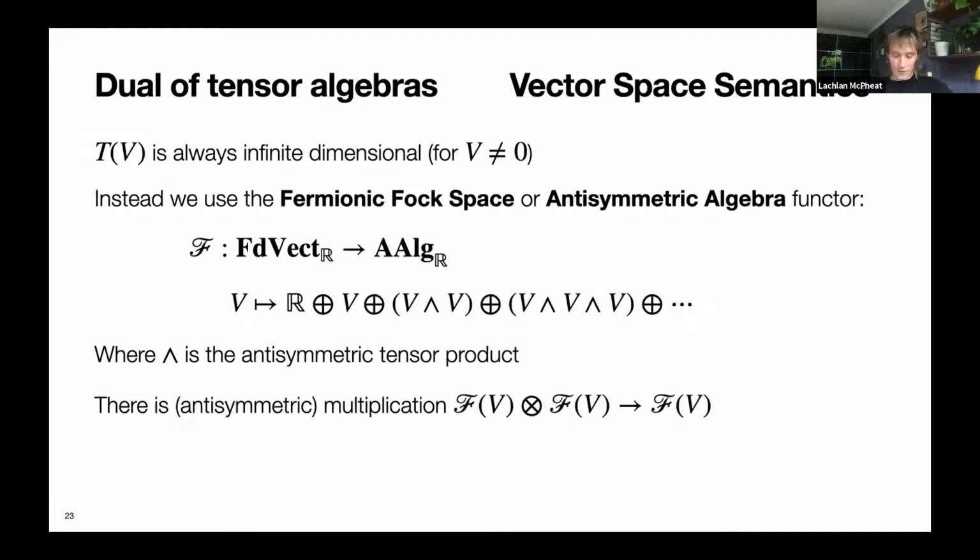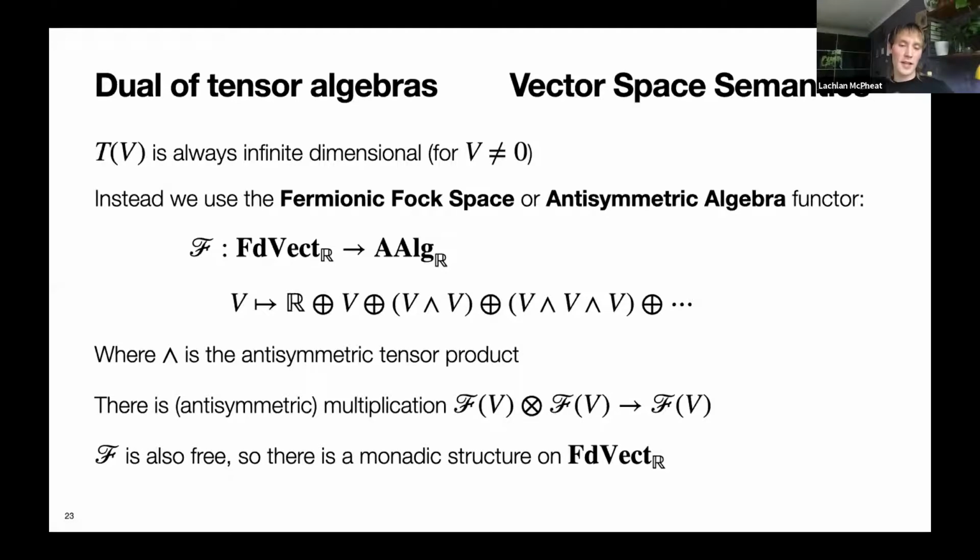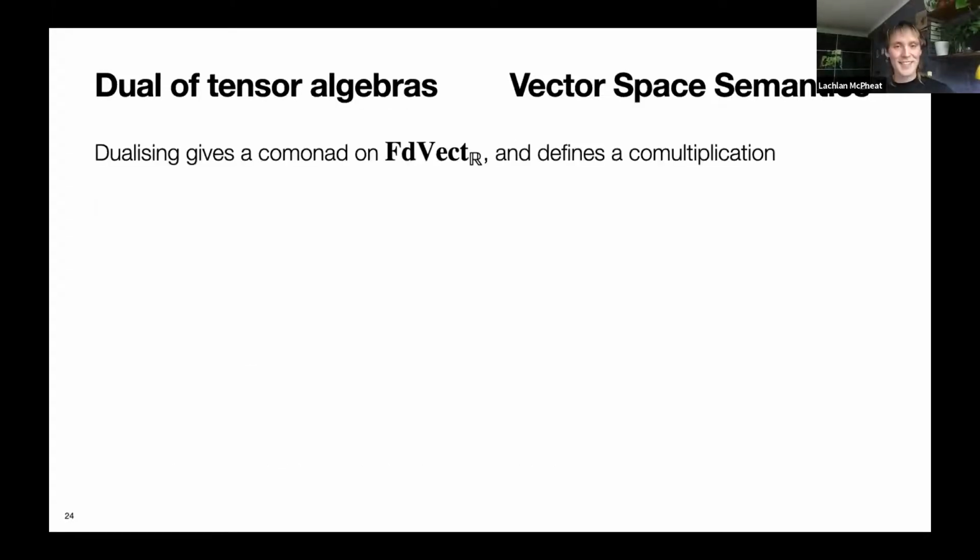On this space, there's also a multiplication, although it's antisymmetric, but that's totally fine. This functor is also free, so there's another monadic structure, this time on FDVect. So we have a pretty similar setup to the last slide, and dualizing gives us a comonad, and it also gives us a co-multiplication from F of V to F of V tensor F of V. I don't draw any vector space duals here because, up to isomorphism in this setting, this is exactly the typing of the map that we have.